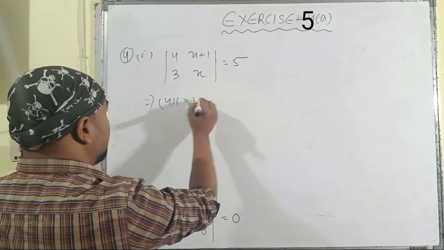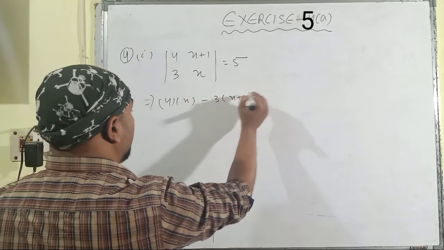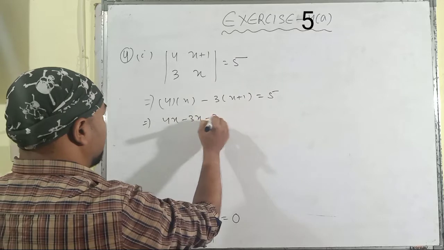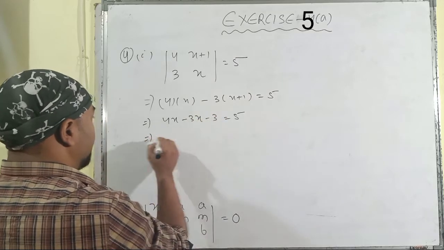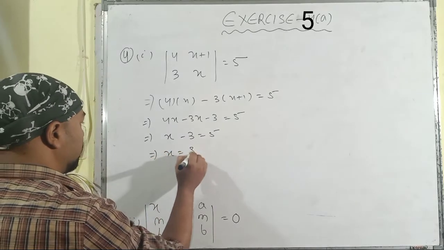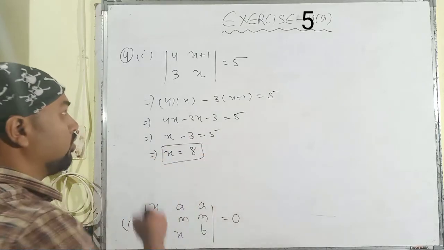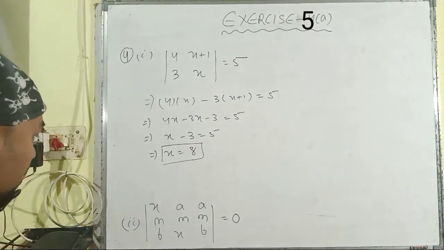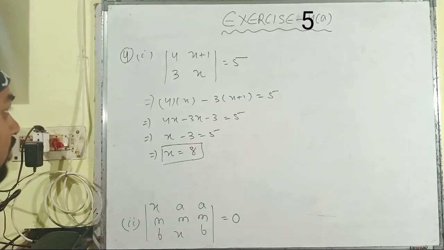4 multiplied with x minus 3 multiplied with x plus 1 is equal to 5. Then it is 4x minus 3x minus 3 equal to 5. That means x minus 3 is equal to 5. That implies x is equal to 8. So here is the value of x for the first problem of number 4. Then proceeding towards the second part of number 4.